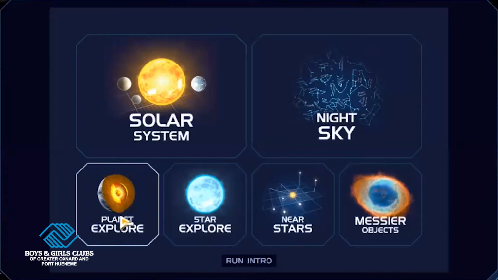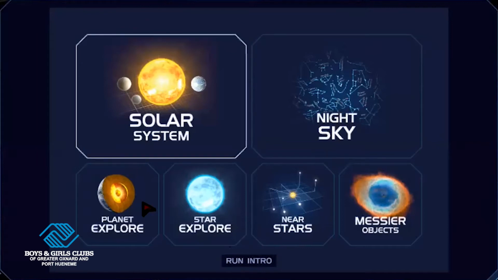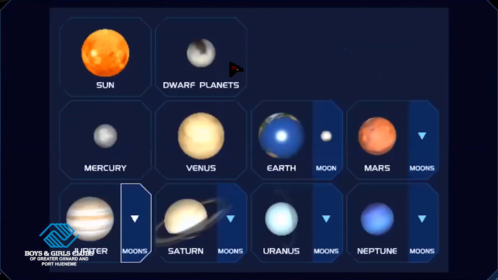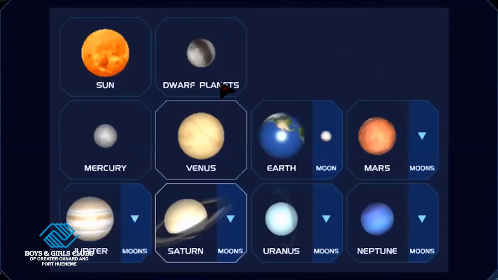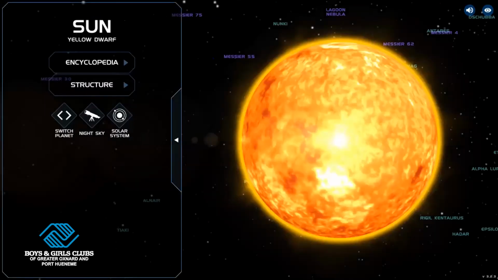Planet Explorer of our planets, the solar system, which is basically what we see right now, and then the night sky, which is the constellation feature, which we'll look at later. But right now, we're going to click Planet Explorer, and it'll show you all of the planets, even our dwarf planets. So say I want to start off and look at the sun. It will zoom in on what the sun looks like.